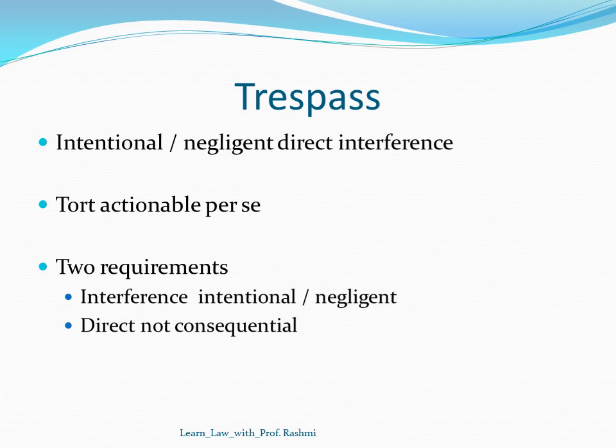Okay. So for example, when A is throwing garbage on B's land, or when A is discharging an effluent from a factory on land belonging to B, whether intentionally or negligently, whether it is causing any damage or not, it is amounting to trespass. So what are the two basic requirements of trespass? One is interference, which can be either intentional or negligent, and the other thing is the interference should be direct, it shouldn't be consequential.